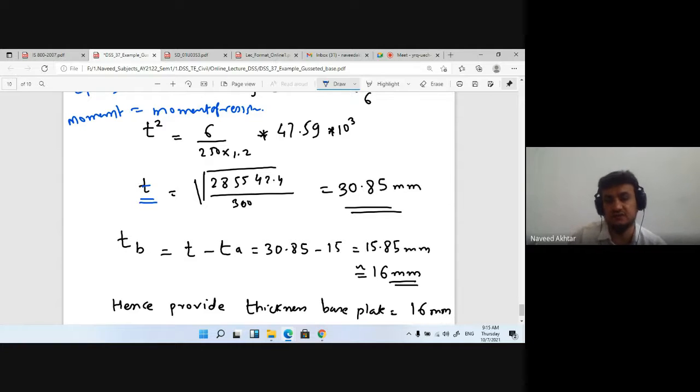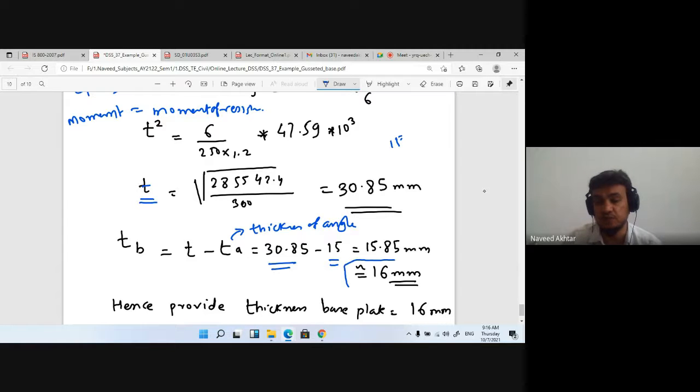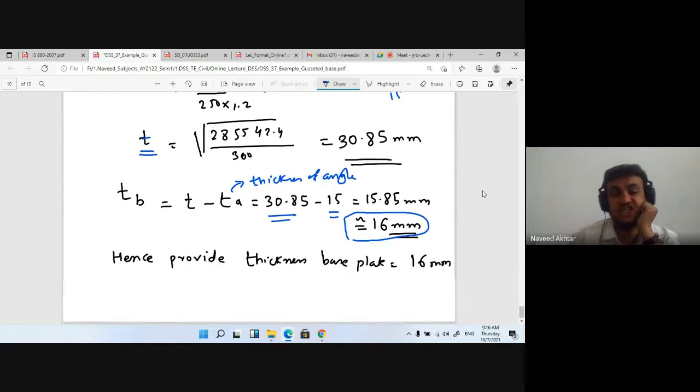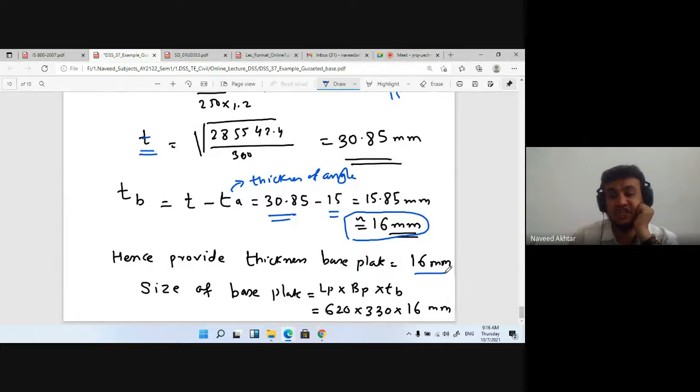Already you have provided the angle thickness of 15 mm. So TA is nothing but the thickness of your angle. The angle section we are providing with a thickness of 15 mm. So 30.85 minus 15 is 15.85. If you round up, the thickness of base plate will be TB, and that is 16 mm. Hence, provide a thickness of base plate of 16 mm.